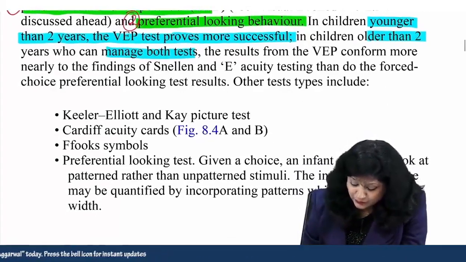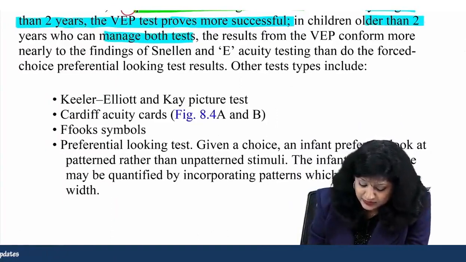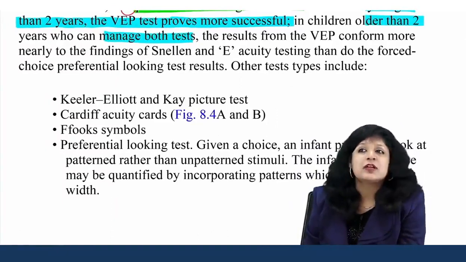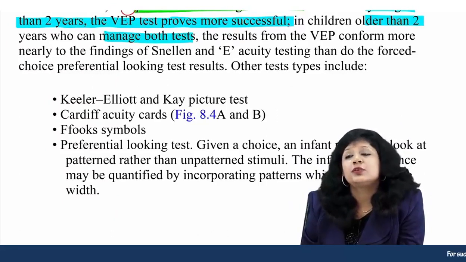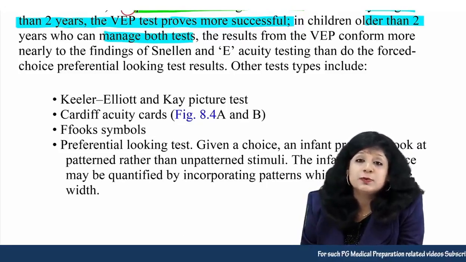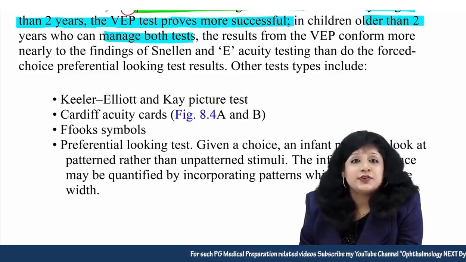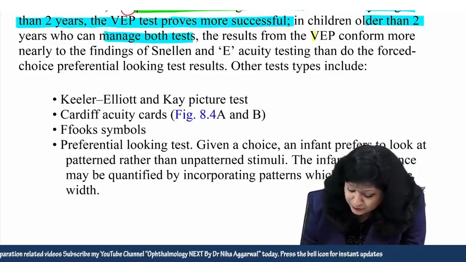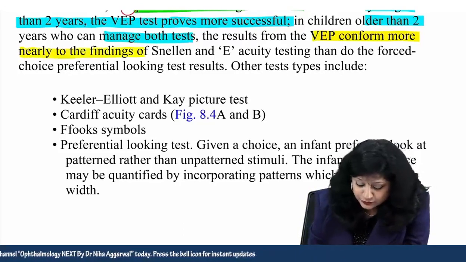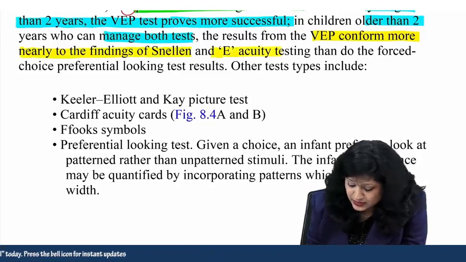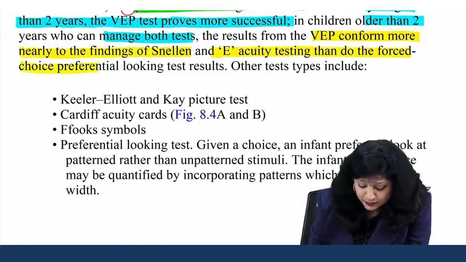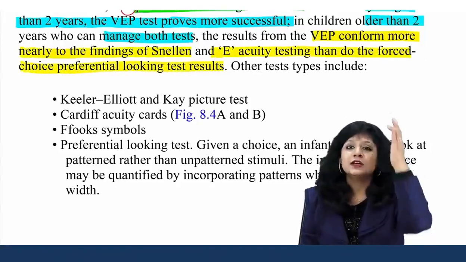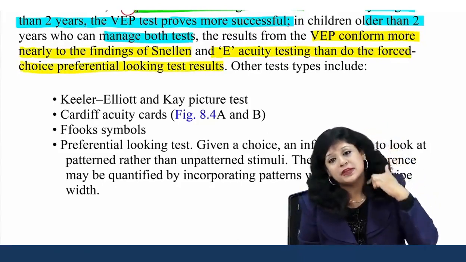The results from VEP conform more nearly to the findings. Now which one is more accurate? This was about the convenience, that if you are more than 2 years you can do both, but if you are less than 2 years your VEP test was better. But if I talk about the accuracy also, the VEP conforms more nearly to the findings of Snellen's and E-acuity than does the forced choice preferential looking test. So I think in both ways your VEP is better.